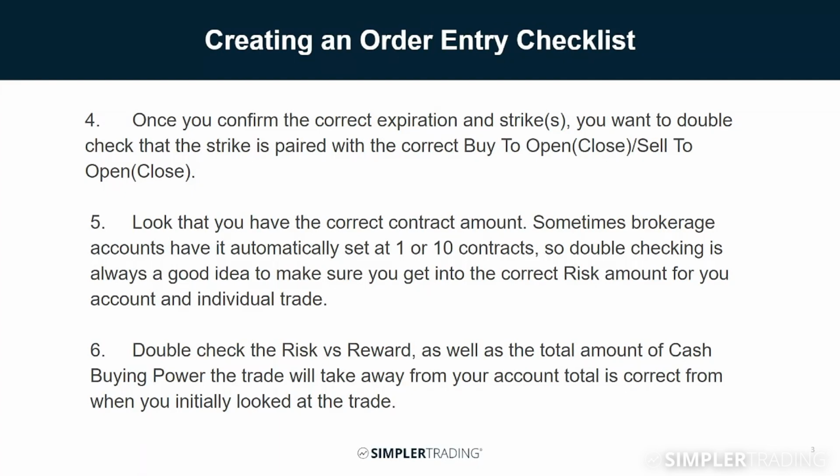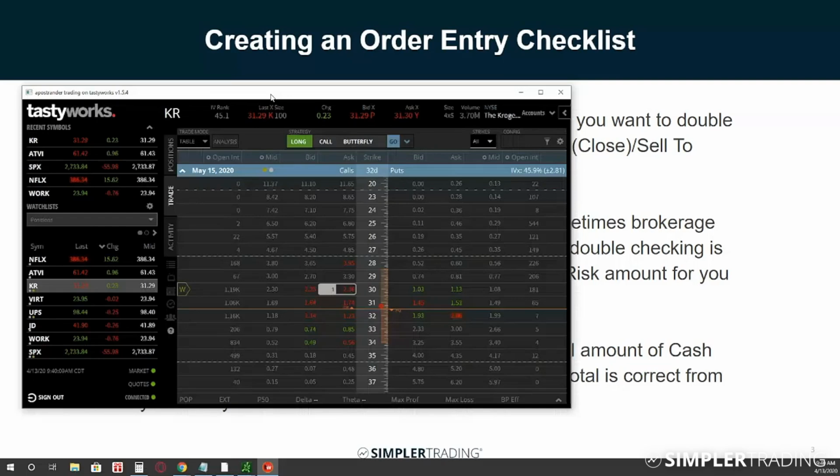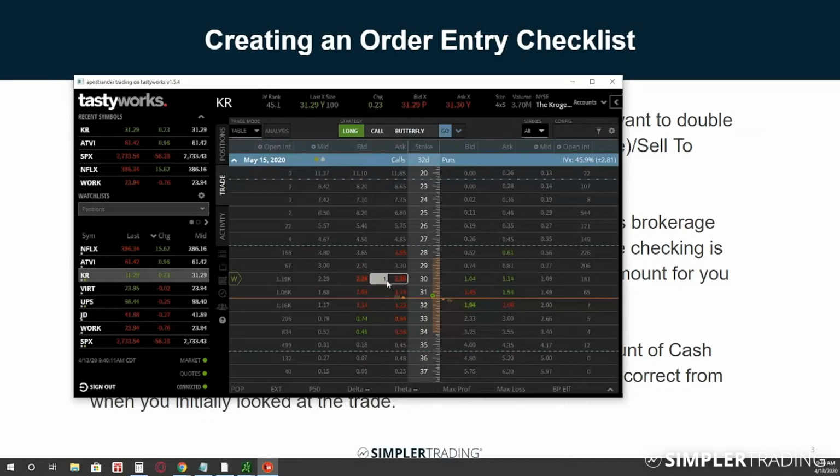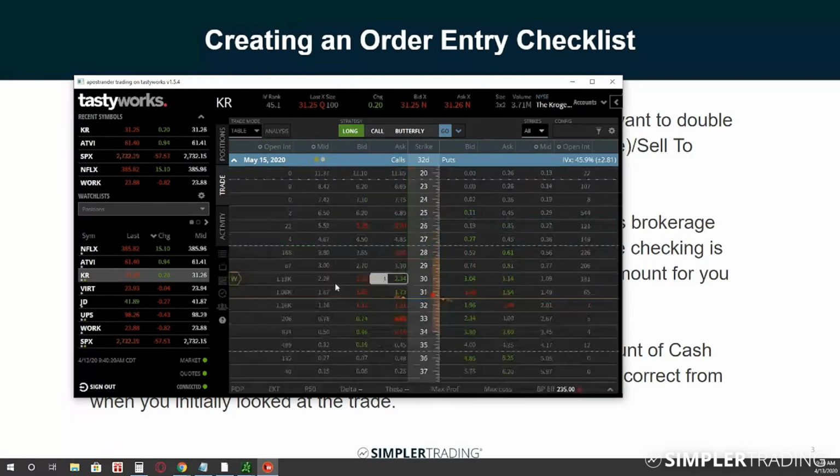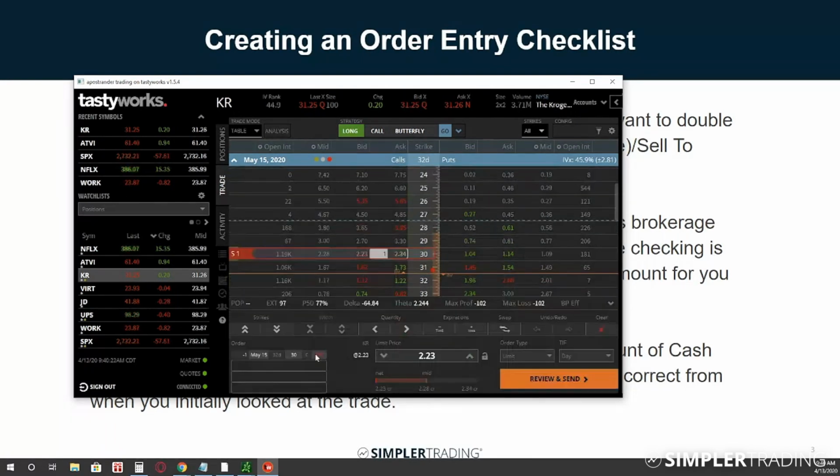right? Let me just pull this up here. So we have the May monthly, and I'm not doing this. I still like Kroger. But we have the May monthly 30 call, and let's say I wanted to close it out. Well, if this was my order ticket, I'm actually buying to open another contract of this trade. So I would want to go ahead, change that, and make sure it says sell to close. That way I know I'm closing out of the trade rather than opening another contract.